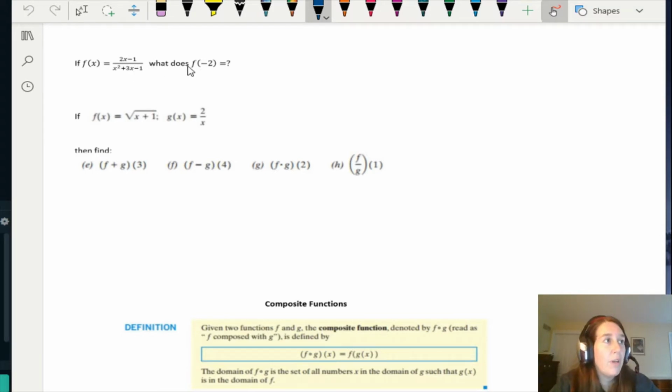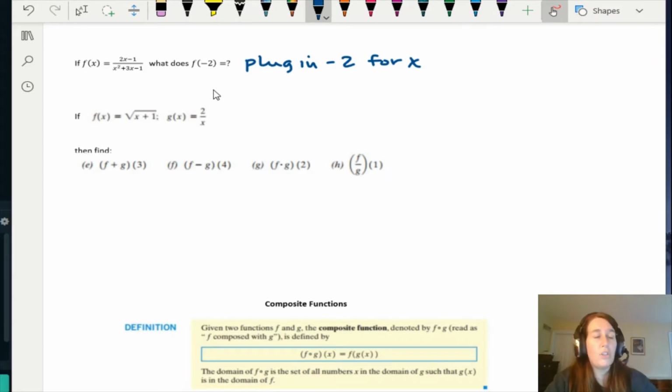If you want to find what f of -2 equals, think about what that means, right? You're just plugging in -2 for x. Okay, so I leave you to do that. You can certainly answer that question, but it's really not what we're talking about here.